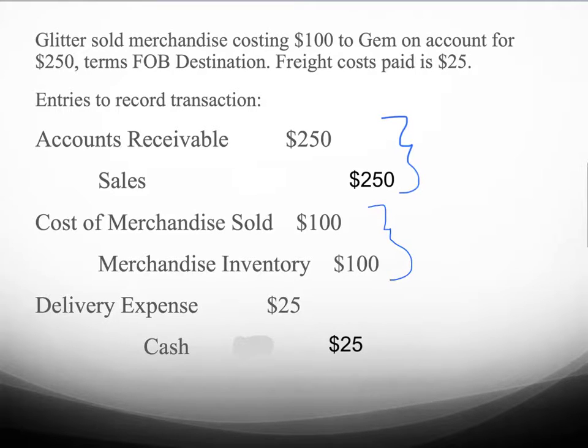In this case, being FOB destination, the seller is responsible for the transportation cost, and therefore this is a delivery expense for Glitter. Delivery expense $25, cash $25. Again, this exercise was taken from the other perspective of selling merchandise and what happens to freight cost regarding a sale.